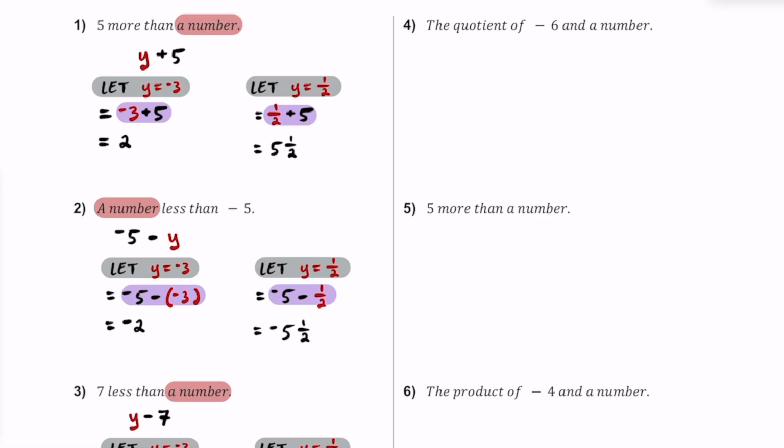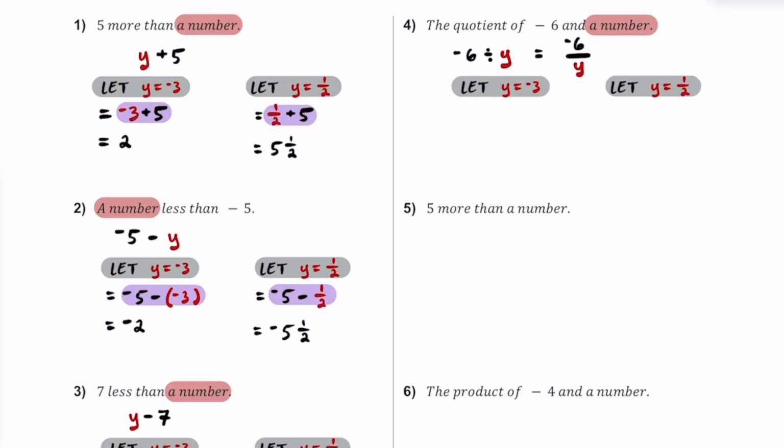So let's see, we have a number over here. Now, what does quotient mean? Quotient means we're dividing, right? So we can go ahead and rewrite this as the quotient of -6 and a number. So we can either write -6 divided by that number, which is going to be y, or you could also rewrite it as a fraction, right? We can say it's going to be -6 over this y. That would also be representing the quotient there.